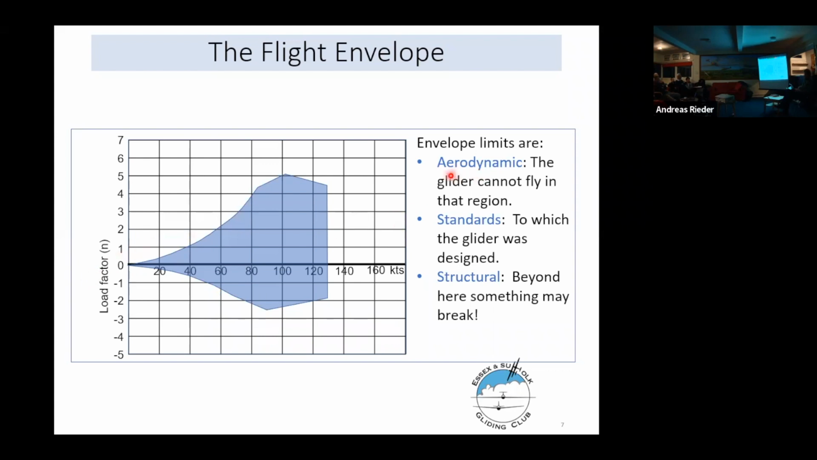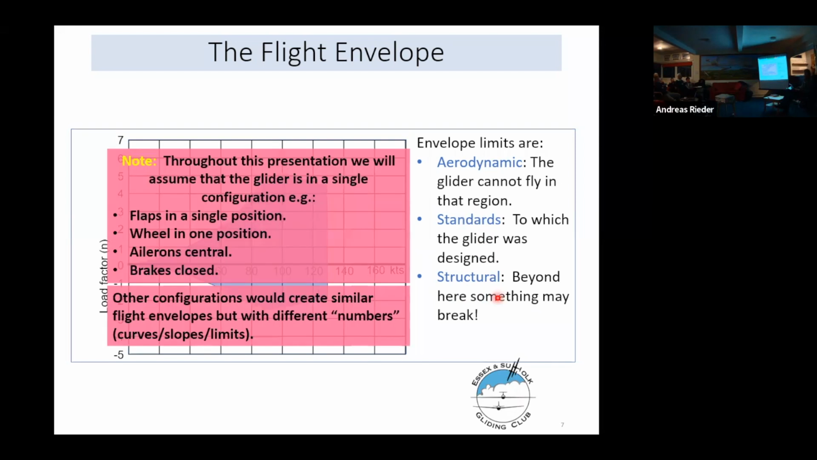There are limits which are aerodynamic. There are limits which are standards, CS22 or JAR22, and there are limits which are structural. And if you exceed those limits, something breaks. I've already said this, but throughout the presentation, everything that you see relates to one specific configuration. So if you change the ailerons, change the brakes, change the wheel, then you fly into a slightly different flight envelope, which would be similar. It says down here, it will be similar, but the curves and the actual positions of the numbers will be slightly different.